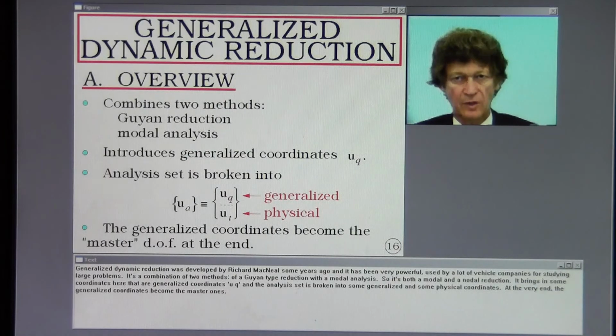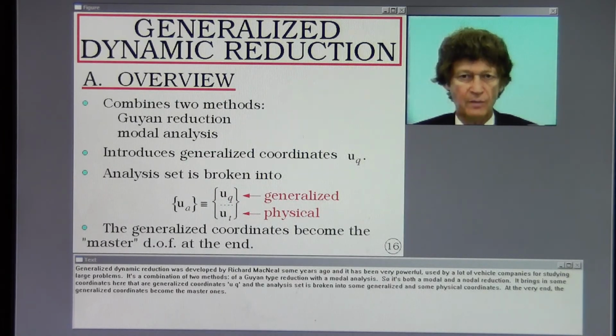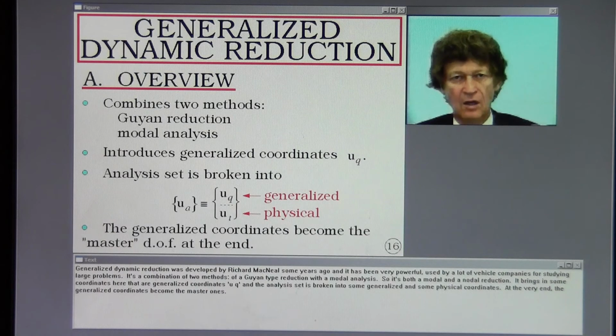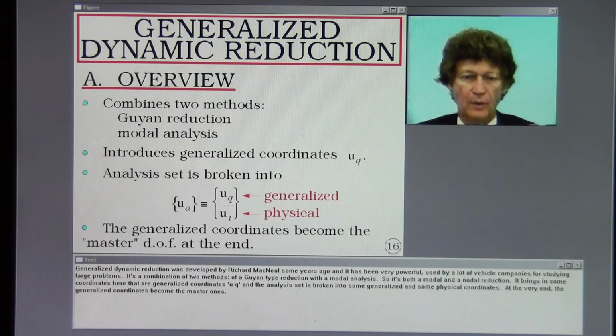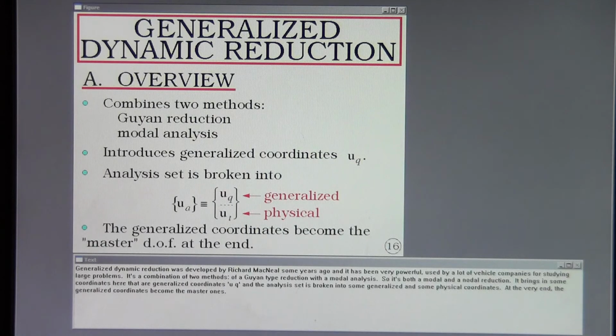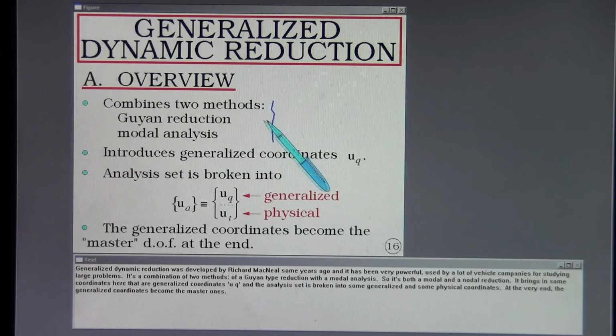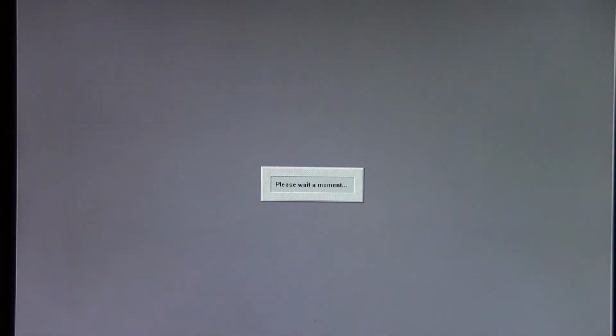Generalized Dynamic Reduction was developed by Richard McNeil some years ago, and it's been very powerful, used by a lot of vehicle companies for studying large problems. It's a combination of two methods of a Guyan type reduction with a modal analysis. So it's both a modal and a nodal reduction. It brings in some coordinates here that are generalized coordinates, UQ, and the analysis set is broken into some generalized and some physical coordinates. At the very end, the generalized coordinates become the master ones.